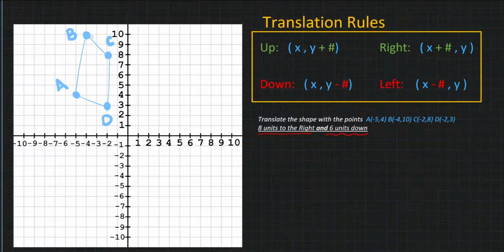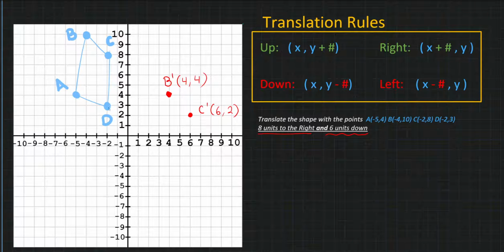Let's do that. 8 units to the right. 1, 2, 3, 4, 5, 6, 7, 8. And now 6 units down. 1, 2, 3, 4, 5, 6. And right there, that is going to be our B prime point. 4, 4. Do it again with C. 1, 2, 3, 4, 5, 6, 7, 8 to the right. Now 6 down. 1, 2, 3, 4, 5, 6. This is our C prime point. 6, 2.